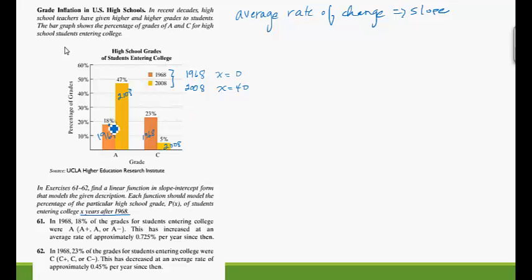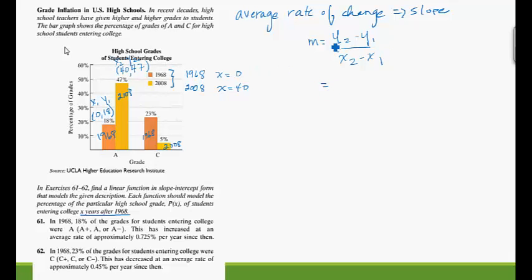So we can look at these points as ordered pairs, this first being 0 for 1968, the percentage was 18, and then in 2008, it was 40 years later, so X is 40, and your output was 47%. So if we want to find the rate of change for that, really we're simply finding the slope, which is going to give you your y2 minus y1 over your x2 minus x1. So what I just want to do is find the rate of change of the percentage of A's that we're given. So I'll call this x1 and this y1, this x2 and this y2.